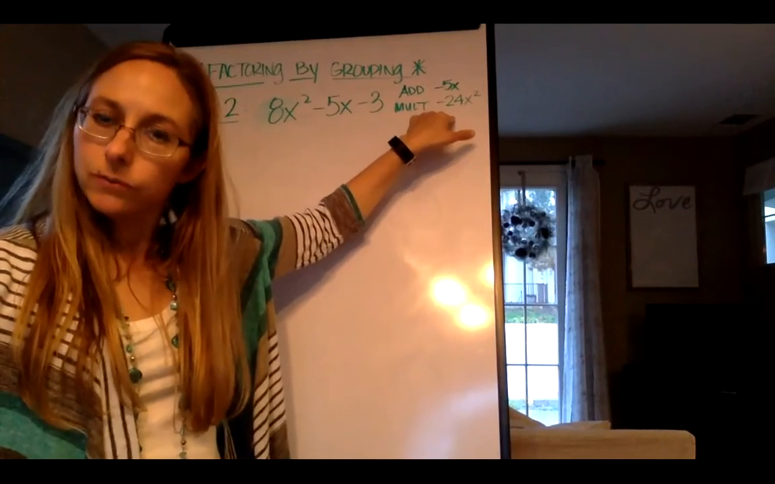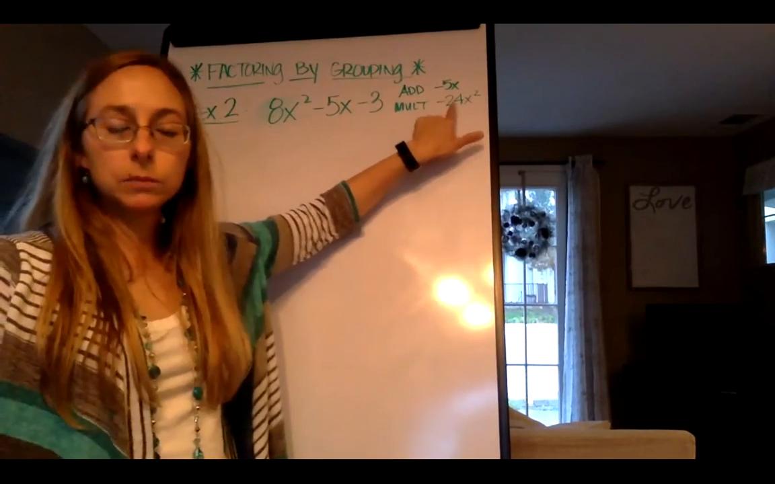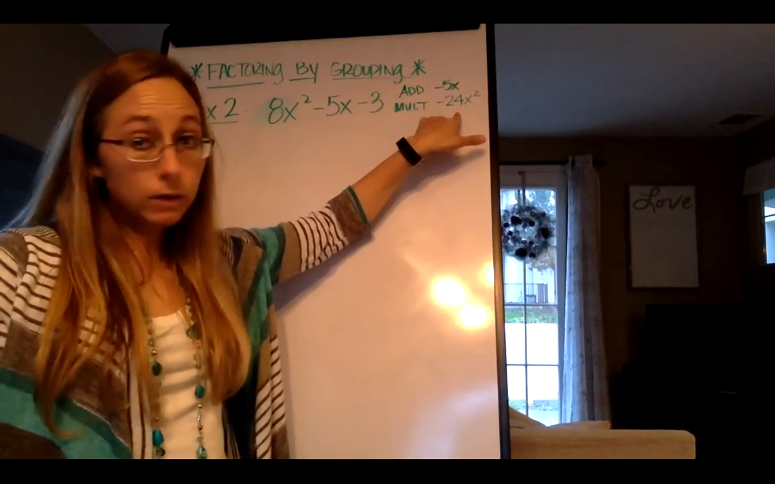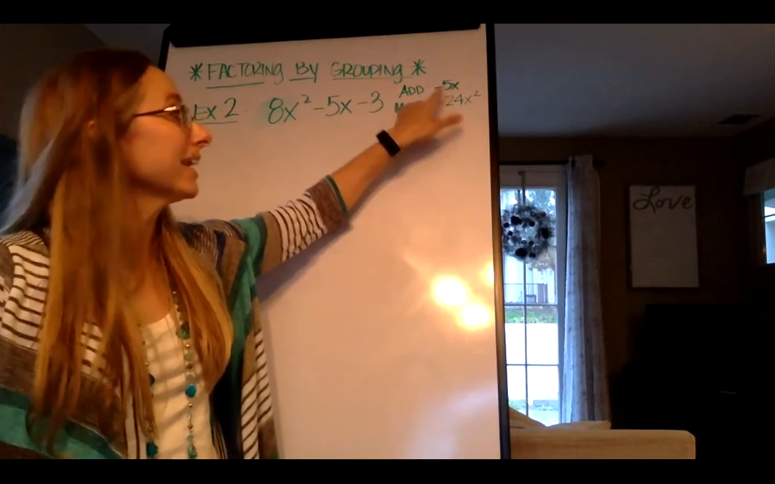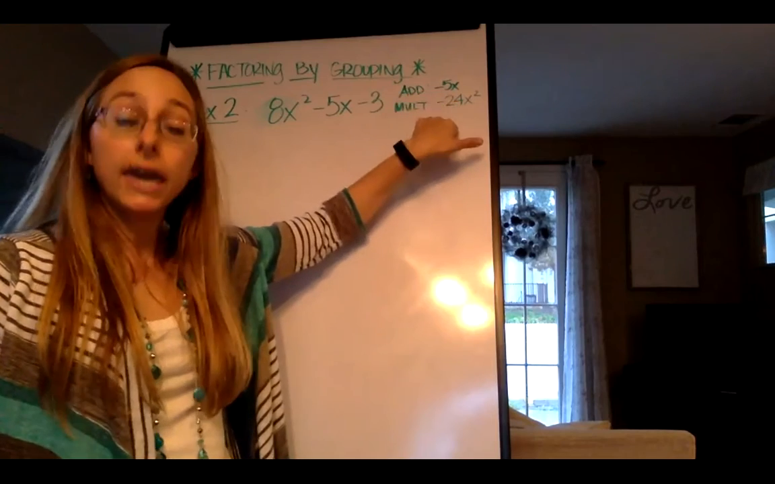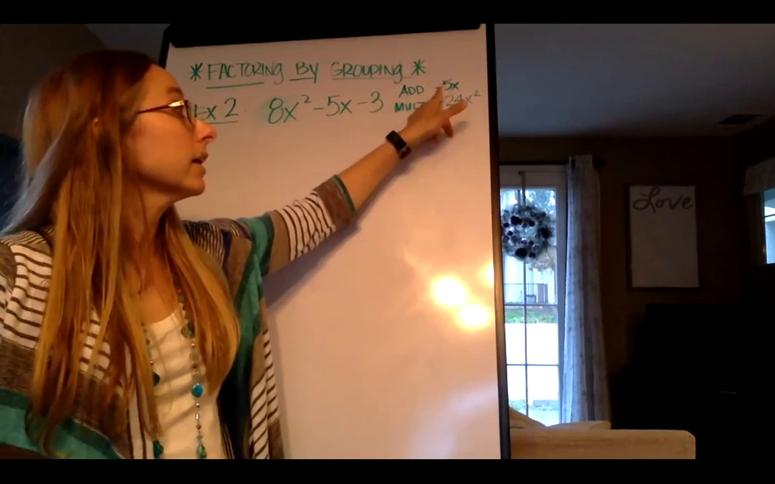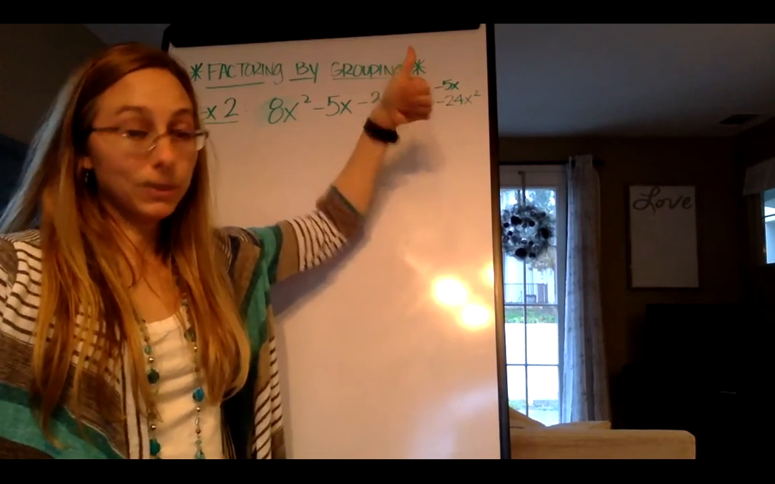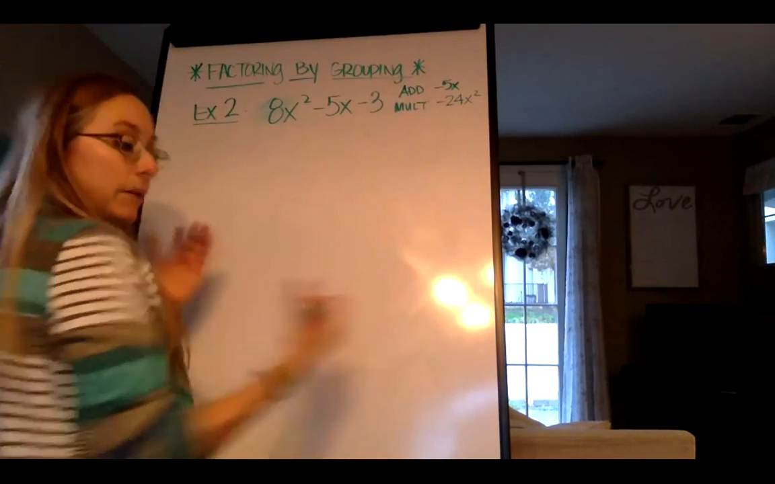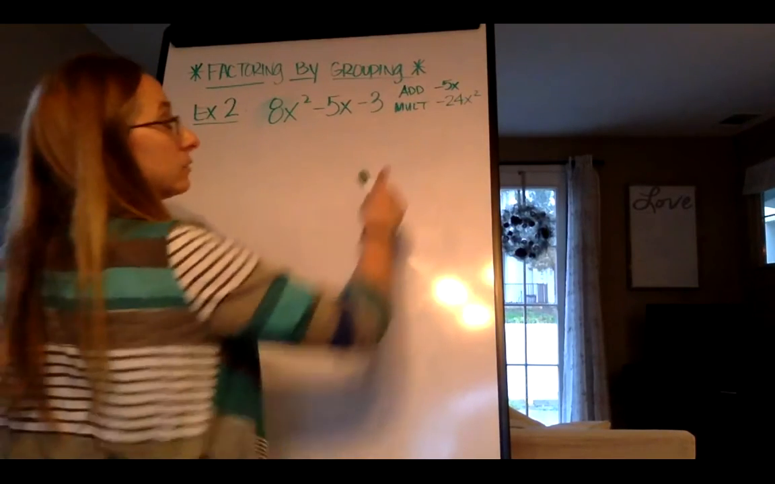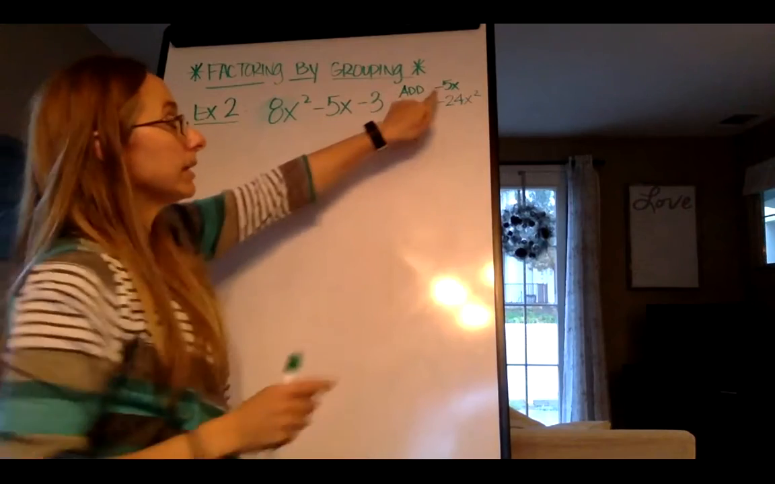So just looking at the coefficients, we want 2 numbers that multiply to negative 24. Like 12 and 2 multiply to 24, but we can't get a 5 from 12 and 2. 8 and 3 multiply to 24. Can we get a 5 from 8 and 3? Yes, we can. So now we've got to play with which one's negative, which one's positive.